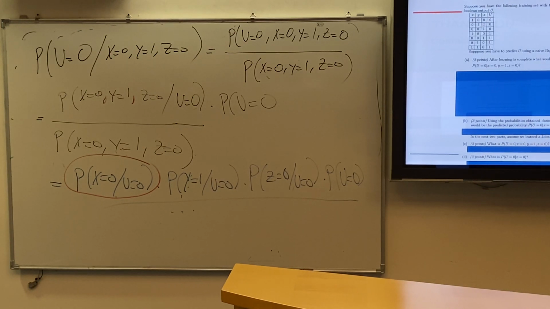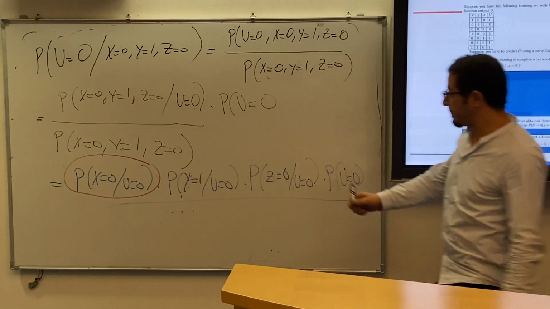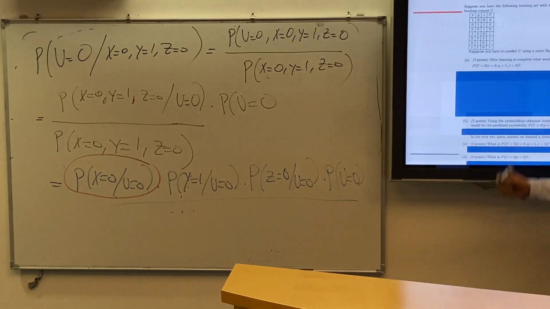Second one. Y equals to 1, given that u equals to 0. 1 out of 3. Next one. Z equals to 0. 1 out of 3. What is the probability of u equals to 0? 3 out of 7. Thank you.